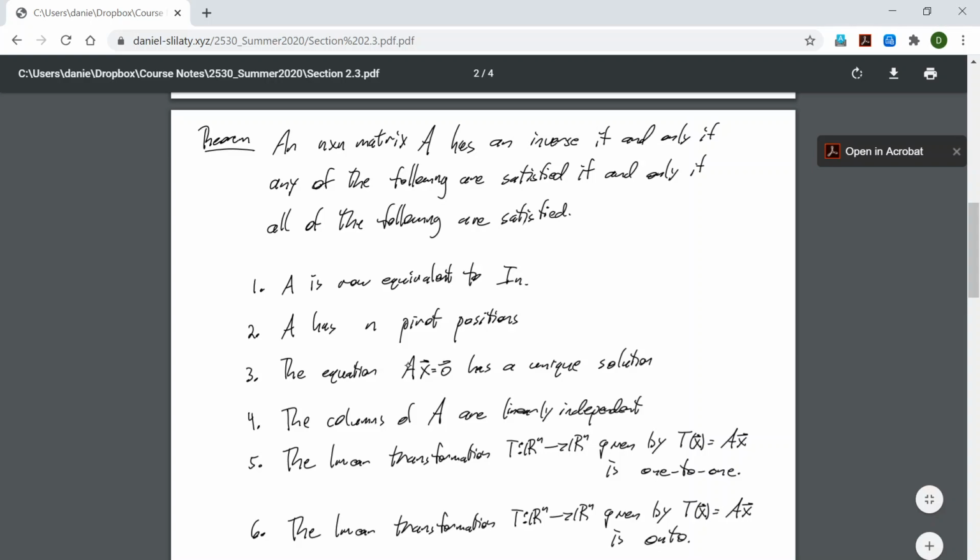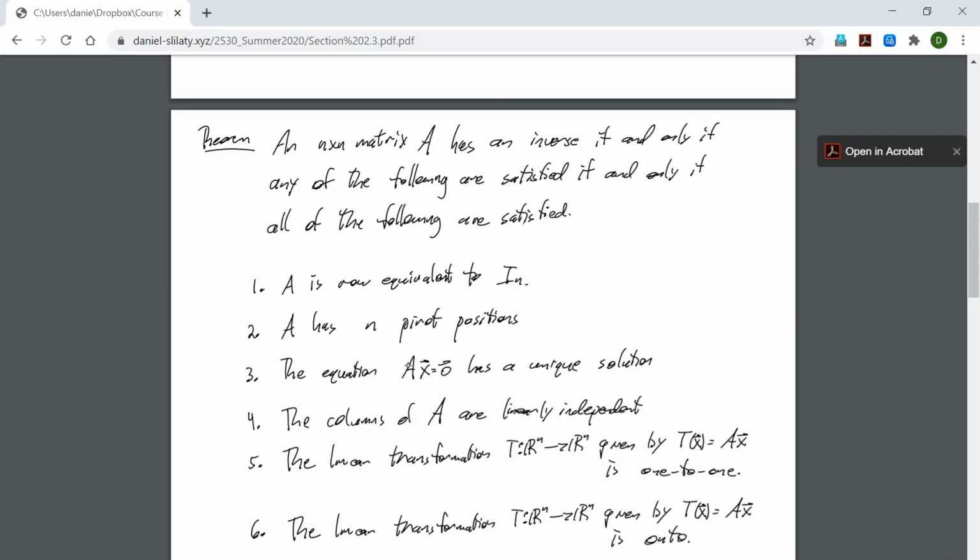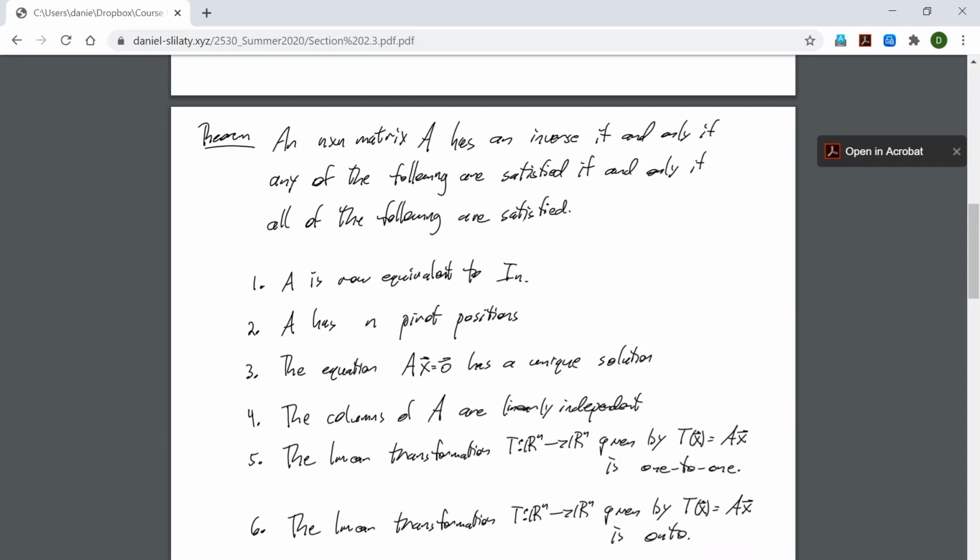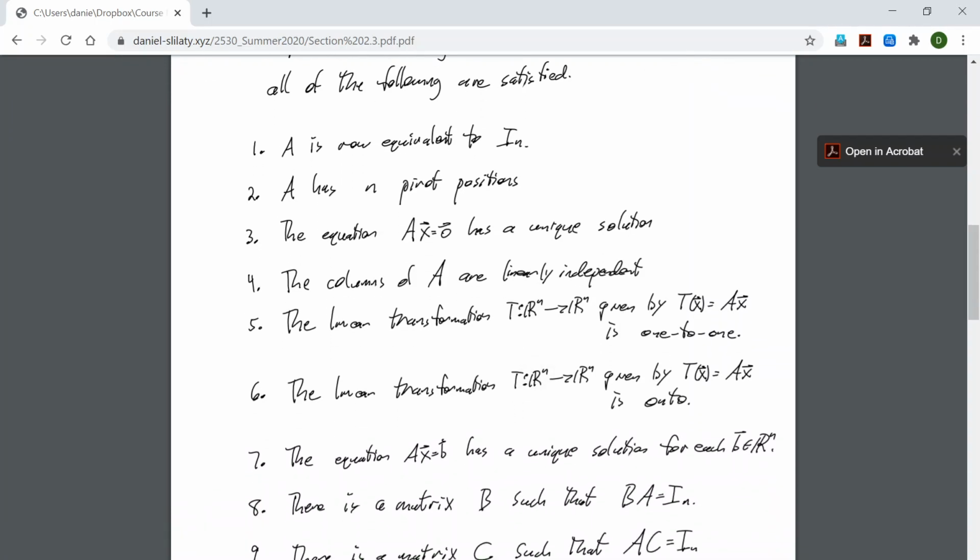A is row equivalent to the identity matrix. A has n pivot positions. That's the main one right there, number 2. And then there were a lot of other ones here. The equation AX equals 0 has a unique solution. The columns are linearly independent. But now also we're going to have that the rows are linearly independent.